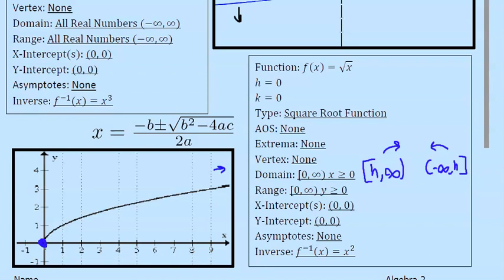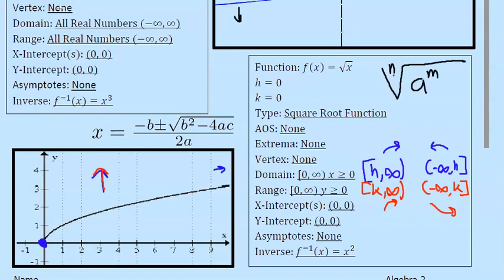Now for the range, the lowest number here is 0, and it just keeps going up forever. So that would be from k to infinity if it was pointing up. Now if it was pointing down, that would be from negative infinity to k. The x-intercept's at 0, 0, y-intercept's at 0, 0. There's no asymptotes. And then the inverse function is f inverse of x equals x squared.